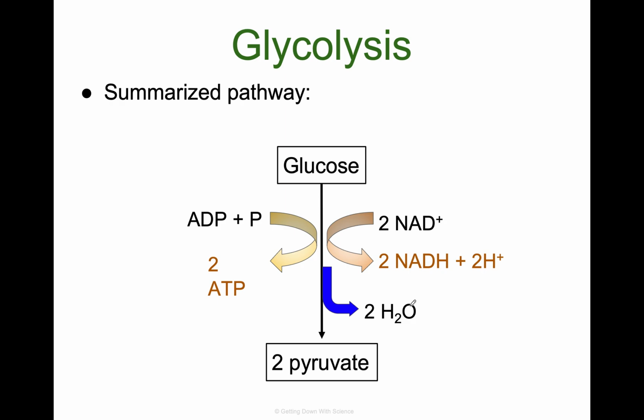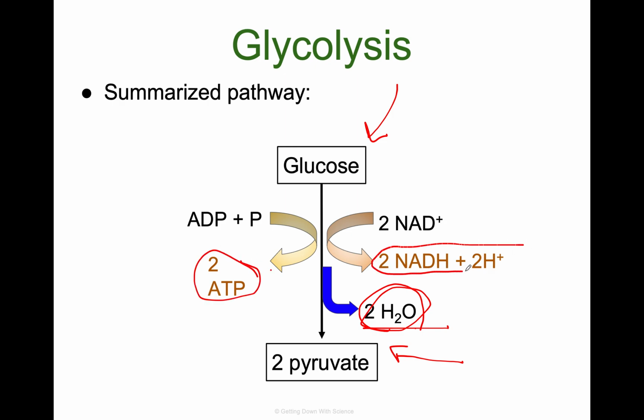Here's the summarized pathway. You need to know the inputs. As I mentioned, it's glucose, 6 carbons. You need to know the outputs, which again is pyruvate. Other products here are 2 molecules of water, 2 molecules of ATP, 2 molecules of NADH, and 2 molecules of hydrogen. So glucose comes in, ATP is formed, NADH is formed, H2O is formed, and pyruvate is formed. One glucose into all these.